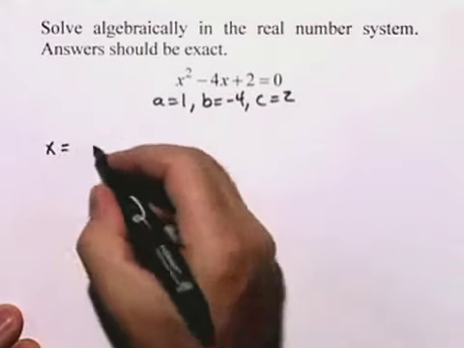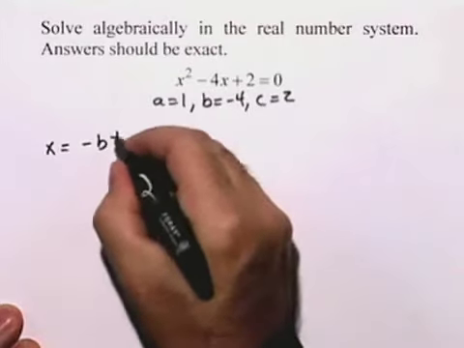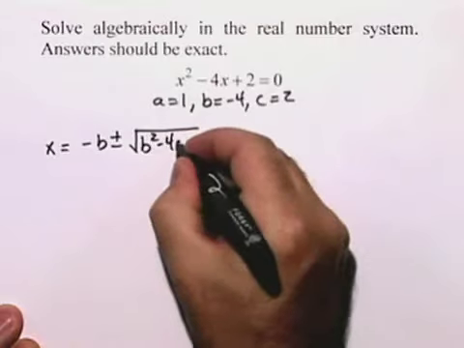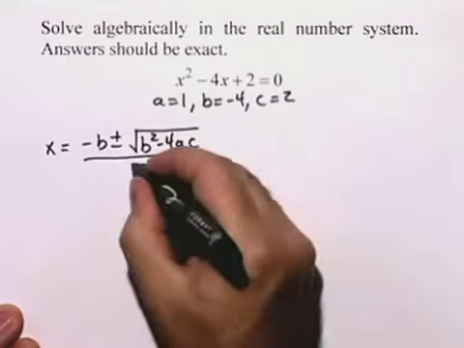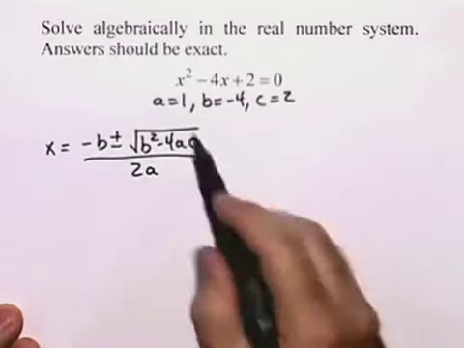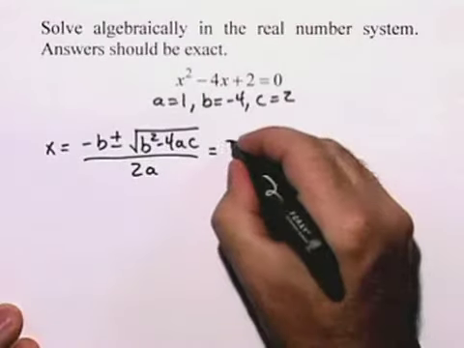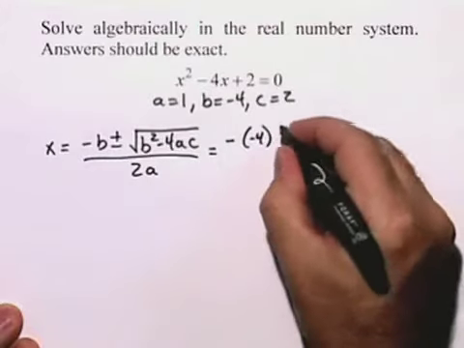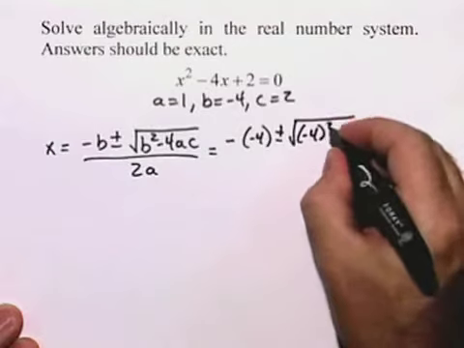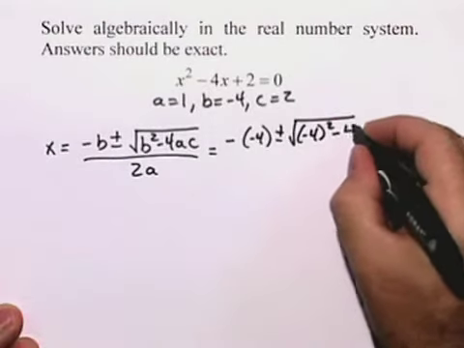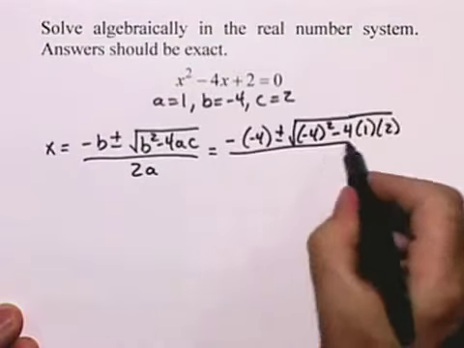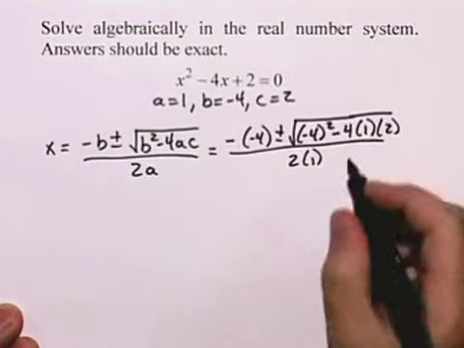Our quadratic formula, the x is -b plus or minus the square root of b squared minus 4ac all over 2a. Now we just need to plug in our values for a, b, and c into our quadratic formula. We get -4 plus or minus the square root of -4 quantity squared minus 4 times 1 times 2. And then all of that is over 2 times 1.